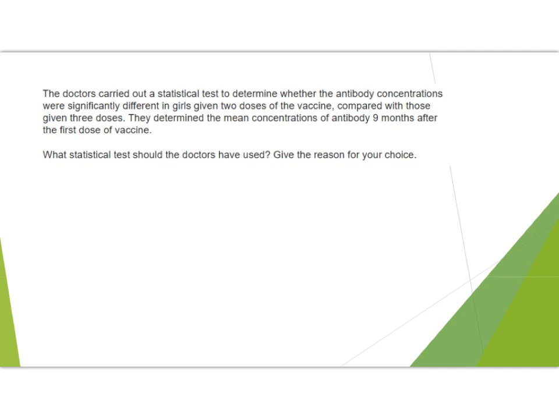So here we can see antibody concentrations, to see if they're different in girls, and to see if the difference between those that were given 2 doses or 3 doses. So they're your two different groups you're looking at: those that were given 2 doses, those that were given 3 doses, and it's the mean concentration. So the difference in the mean concentration of antibodies between those with 2 doses and those with 3 doses. So it has to be a t-test. You've got 2 groups and you've got means.